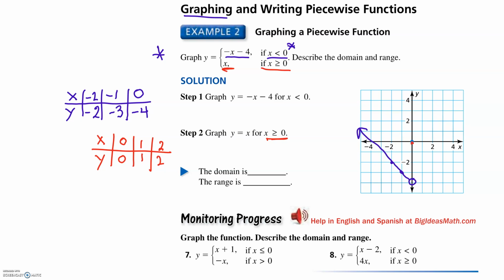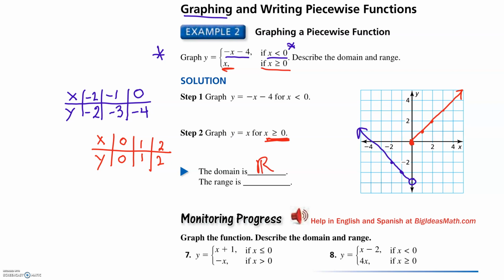So what we have is the point 0, 0. We're making it solid this time because the inequality has an equal sign with it. So fill that one in. 0, 0, 1, 1, 2, 2, 3, 3, and so forth. There's our graph. We graph it in pieces. The domain, we've got x is less than 0 and x is greater than or equal to 0. So the domain is going to be all real numbers.